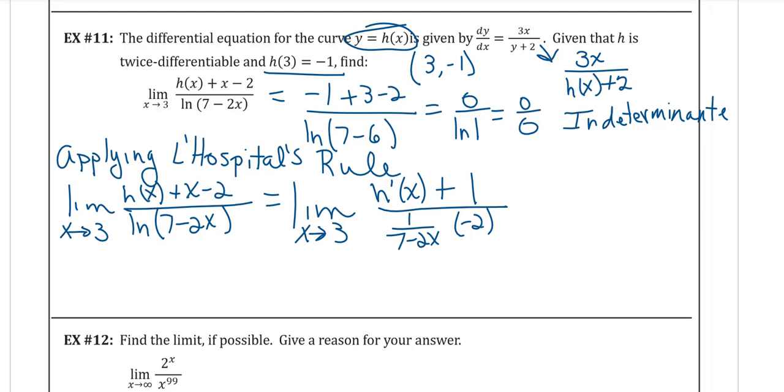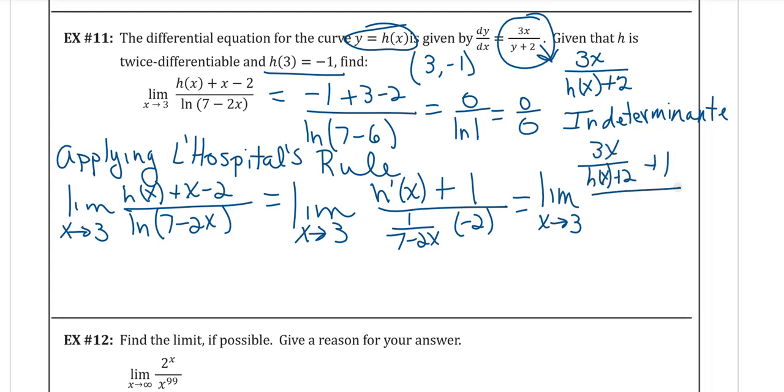Okay, so substituting and simplifying this a little bit, h prime of x is that function right there we are given. So we have, whoops, I need my limit. Not ready to substitute yet. So this is the limit as x approaches 3 of 3x over h of x plus 2, plus 1, all over 1 over 7 minus 2x times negative 2. I'm just going to leave it like that because we're just going to substitute anyway.